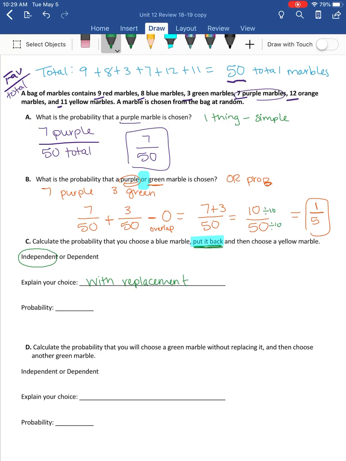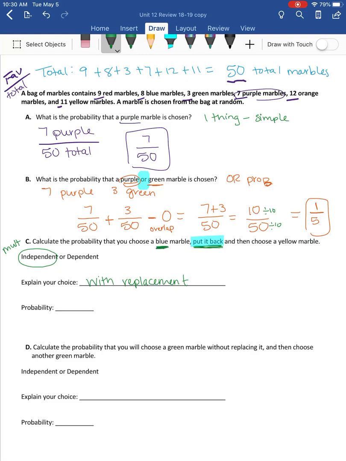So that's with replacement. So they're independent of each other because nothing changed from the blue marble to the yellow marble. So anytime you put it back, anytime you replace something, that's going to be independent. Now, remember, for independent and dependent probability, we're going to multiply. So let's look at our individual probabilities.